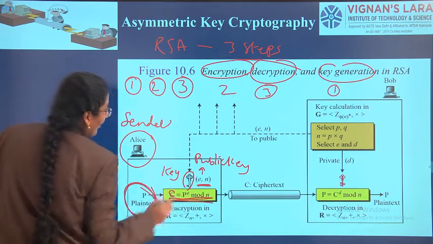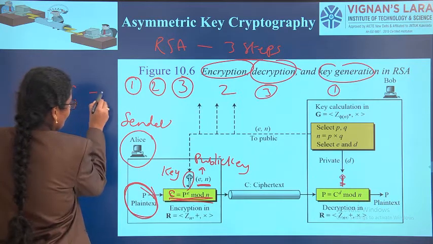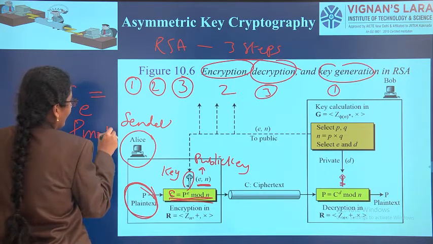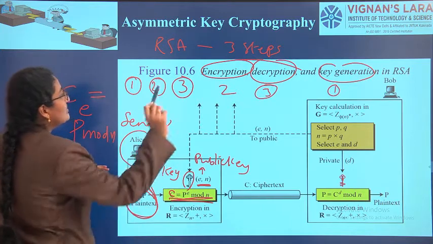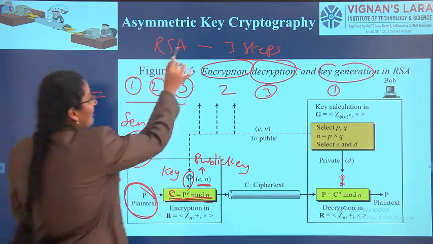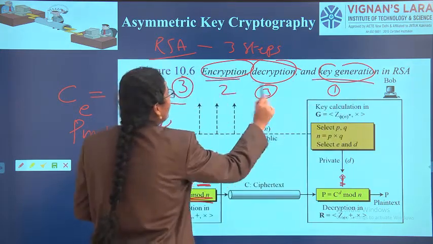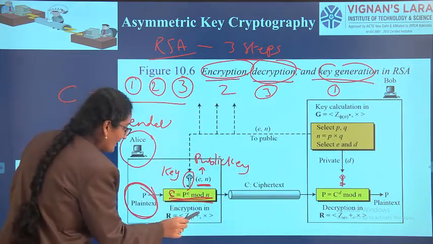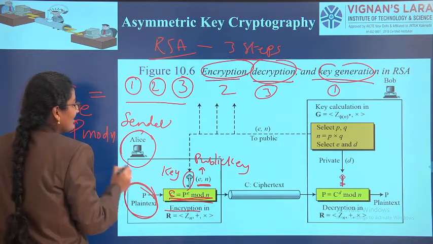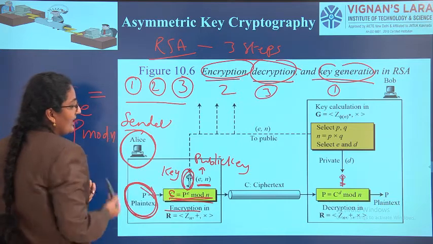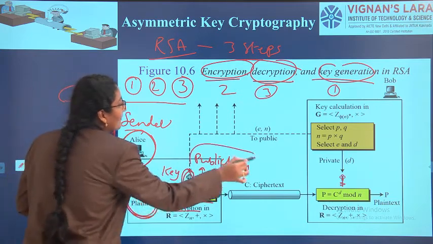This formula you know already. If you want ciphertext, you should take plain text to the power E mod N. So 3 operations we have in RSA: key generation, encryption and decryption. First we are doing encryption. For that Ellis is the sender. We are taking the plain text and we have the key here. That key is E comma N, nothing but the public key.